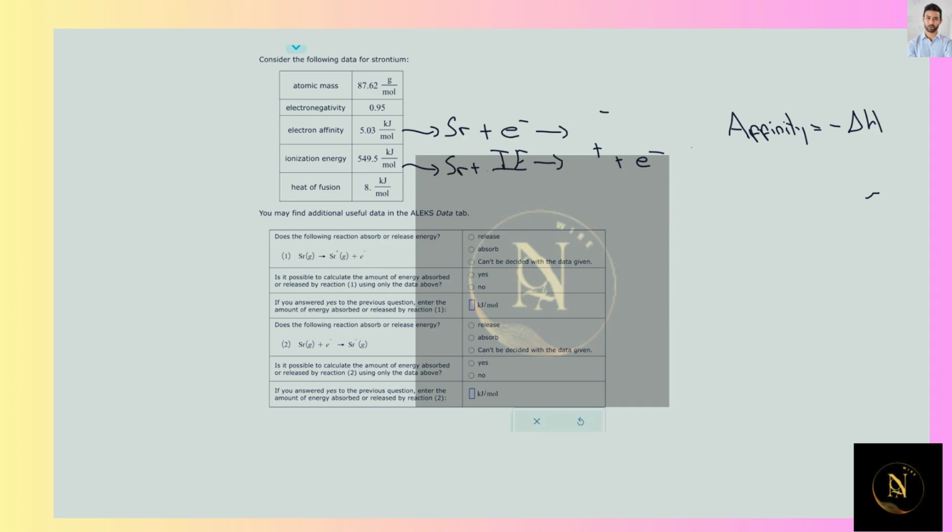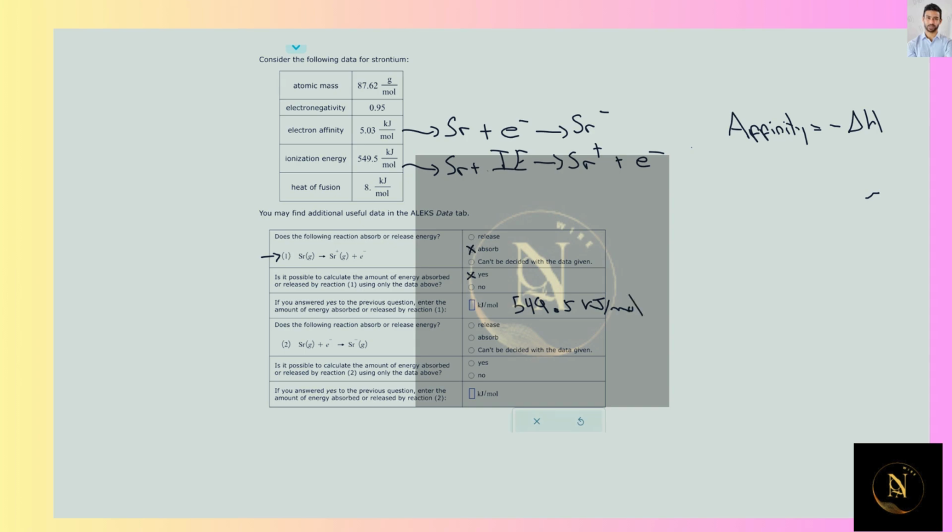Strontium, strontium minus, and strontium plus. So now, with this information, this first reaction corresponds and is the same as the ionization energy. So we know that we need to absorb energy. Is it possible to calculate the amount of energy absorbed or released by reaction 1? Yes. What is the answer to that? That is directly the ionization energy. So we need to absorb 549.5 kilojoules per mole.